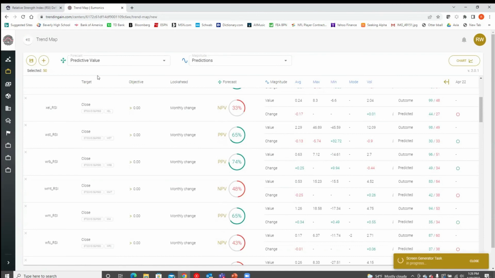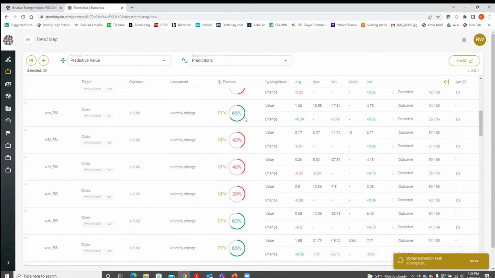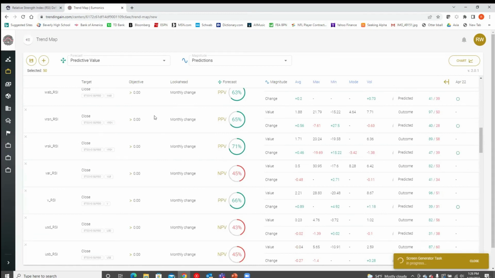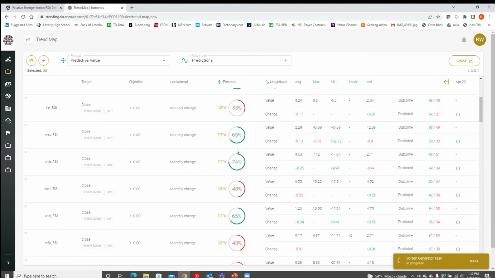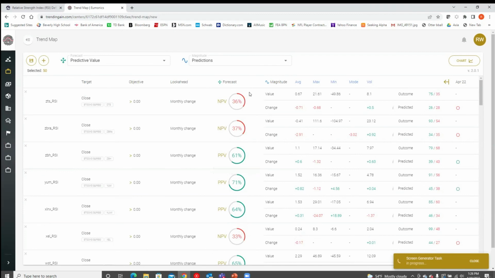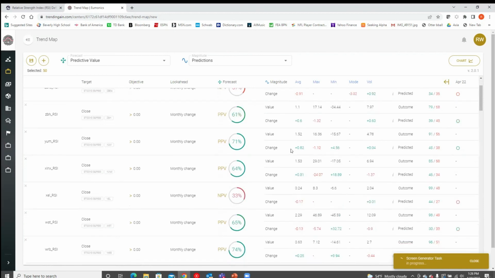I've now created a trend map where I'm applying the screen in real time. This is giving me a real-time evaluation of all the stocks that you see here. If you see a green circle here, that's telling you that as of today, this screen is predicting that the associated stock is likely to go up in value. And if you see red, the screen is telling you that the stock is likely to go down in value.